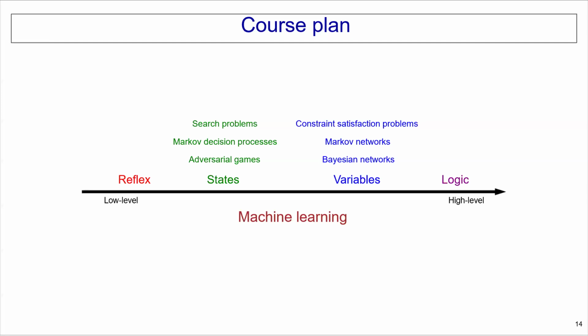Then the last topic is logic. And this concludes our tour of the topics. So to summarize, we will discuss models going from reflex to state-based models to variable-based models to logic. And we are also going to focus more on the machine learning algorithms. For each, we will instantiate the modeling, inference, and learning paradigm. So again, see you in the next lectures.